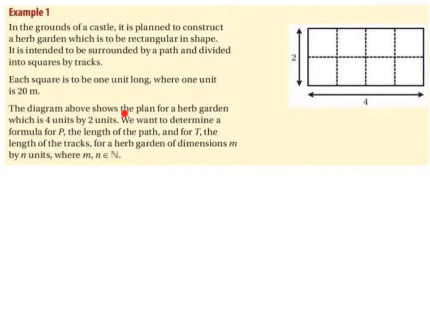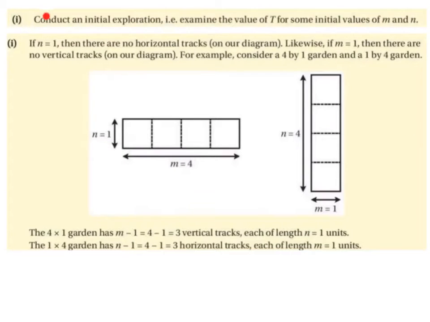The diagram above shows the plan of a herb garden, which is 4 units by 2 units. We want to determine a formula for P, the length of the path, and for T, the length of the tracks, for a herb garden of dimensions m by n units, where m and n are elements of the natural number set, so positive whole numbers. So part 1, conduct an initial exploration, that is, examine the value of T for some initial values of m and n.